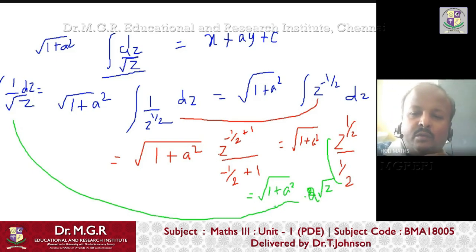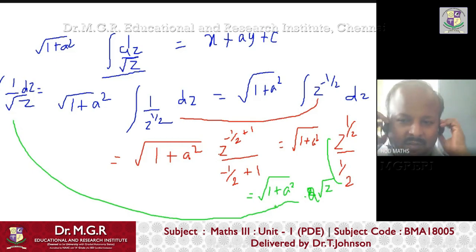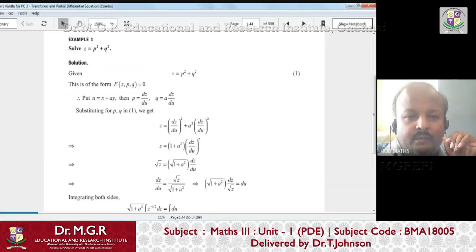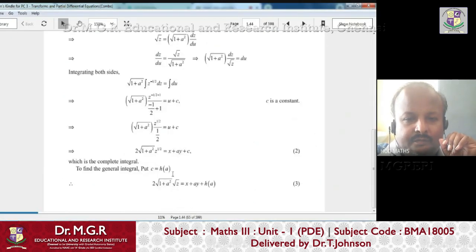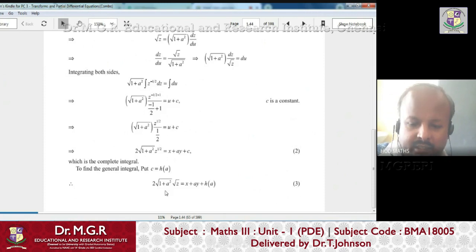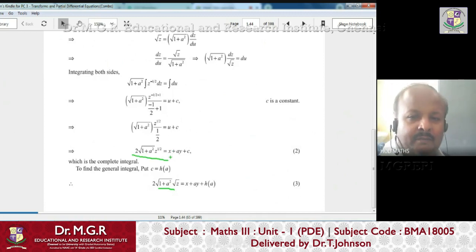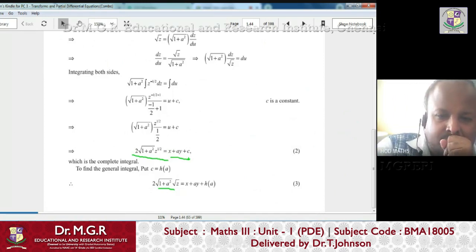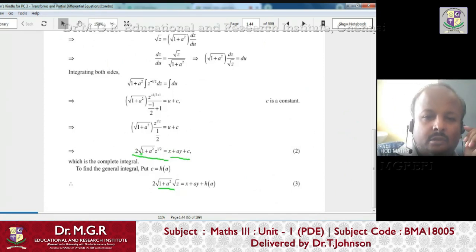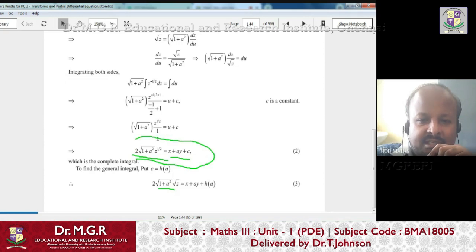And this 1 by root of 1 plus a square is as it is. So finally what we got? Root of 1 plus a square times 2 root z. That only they give in the book also. Here finally you can see root of 1 plus a square into 2 root z, and in the right hand side x plus ay plus c is there. So left hand side is 2 times square root of 1 plus a square into root z, equals x plus ay plus c.